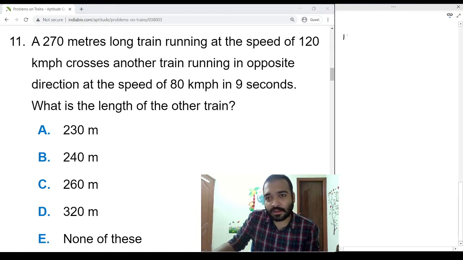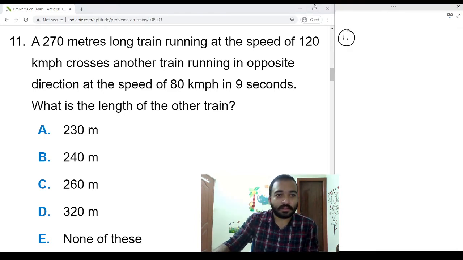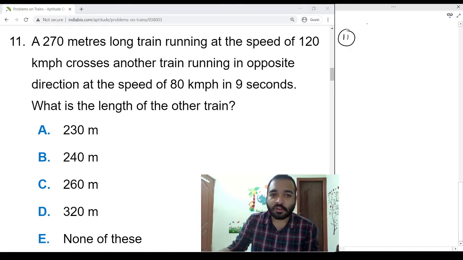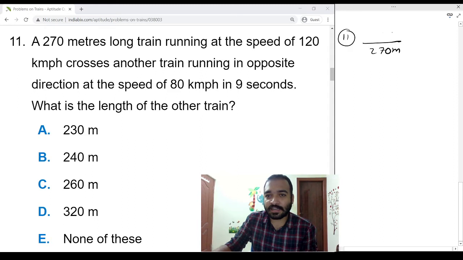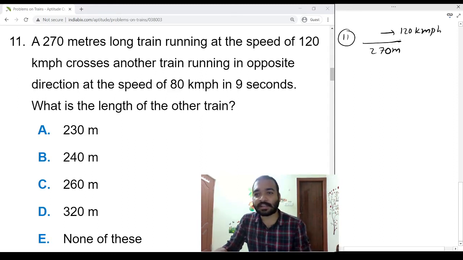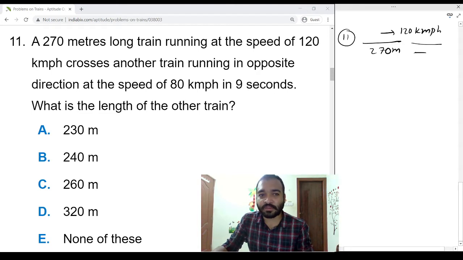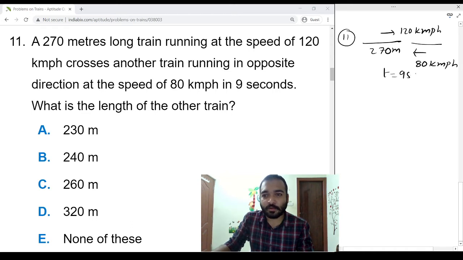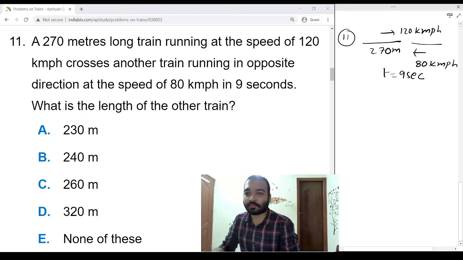Now problem number 11. A 270 meters long train is running at a speed of 120 kmph, crosses another train running in the opposite direction. Another train is coming from this direction at 80 kmph, crosses in 9 seconds. What is the length of the other train?